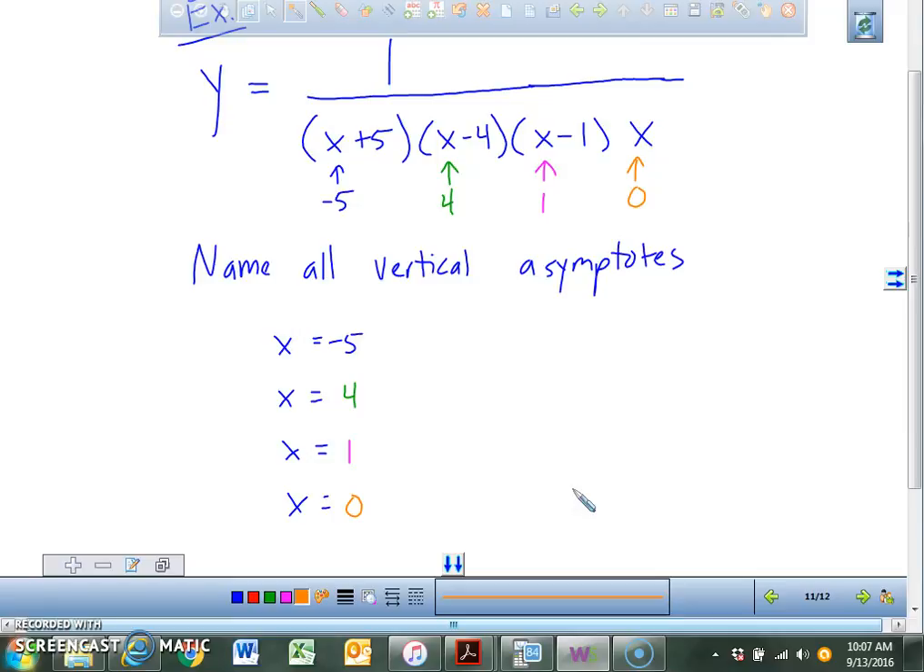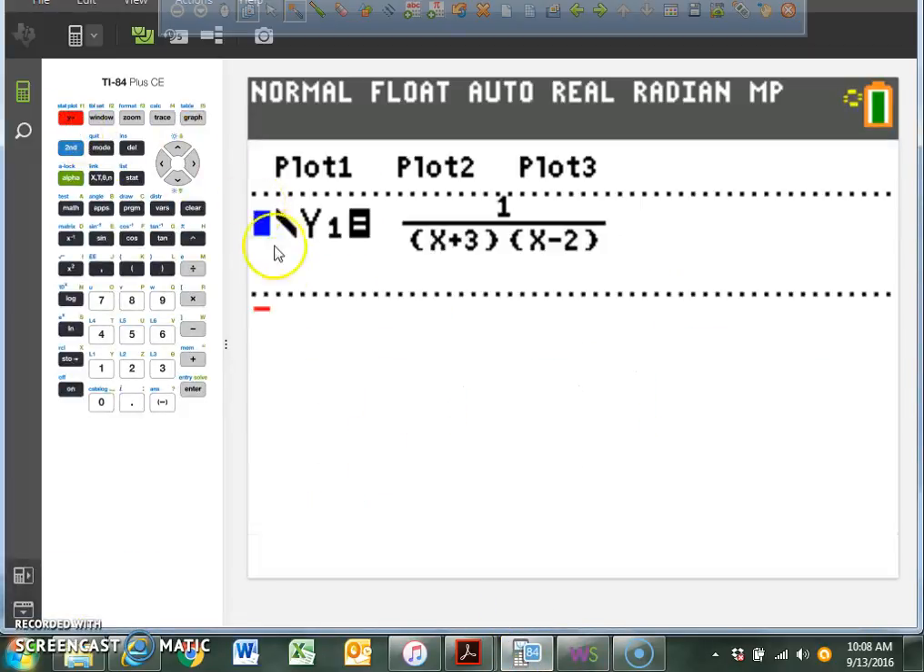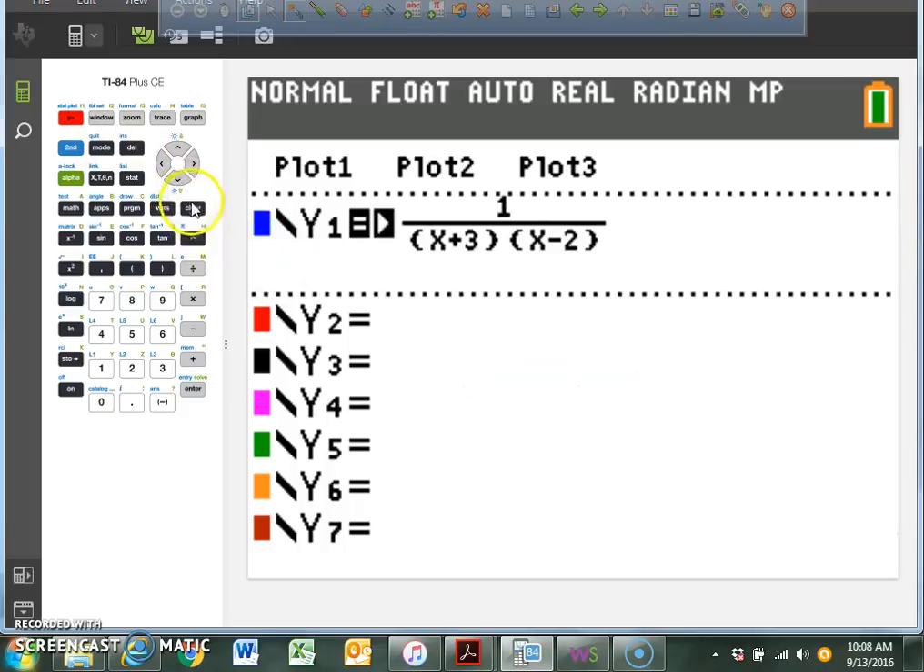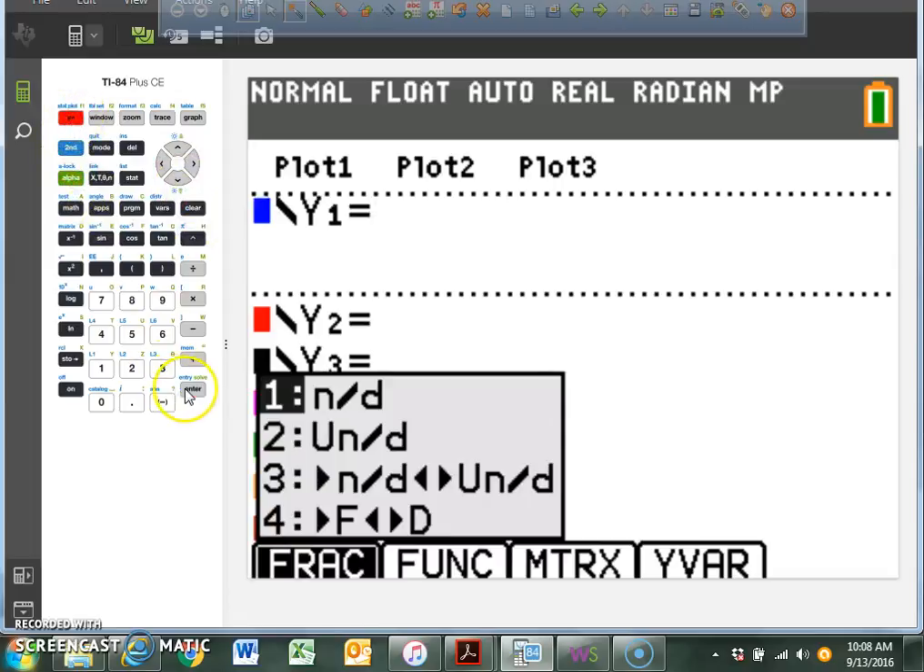This graph would look crazy. You guys want to see what it looks like? Just see what it looks like. All right? Just for fun. All right, this is not fun. All right, so let's go here. I'm just going to clear this out. Hit alpha, y equals, enter.